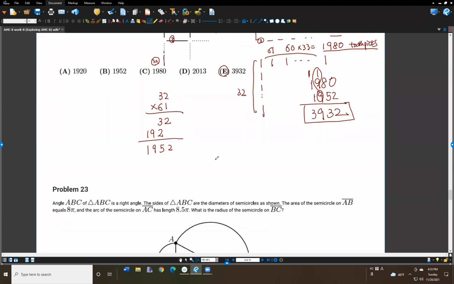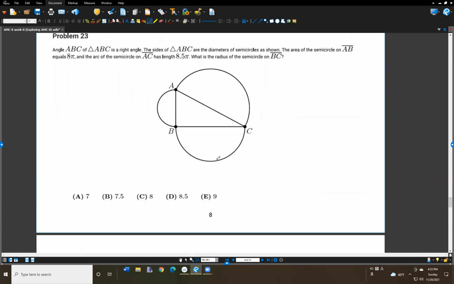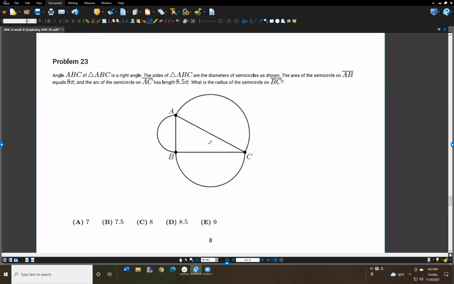All right, number 23. Now let's move on to number 23. You have a right triangle, and the sides of the triangle are diameters of semicircles. They put semicircles over here. If this area is A, this area is B, then this area is A plus B. That is always working, as long as they are similar.